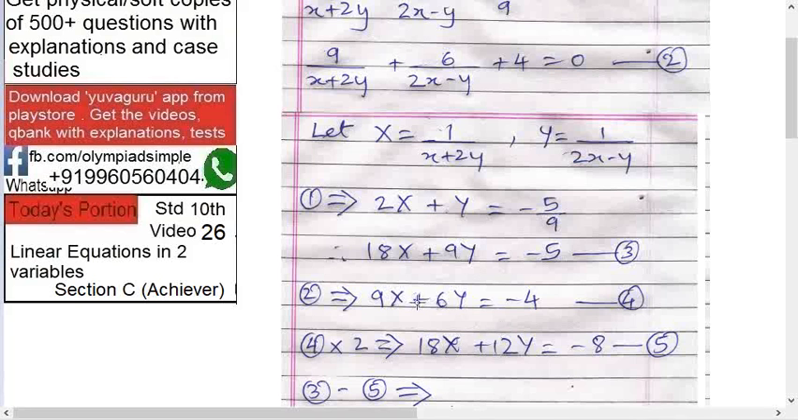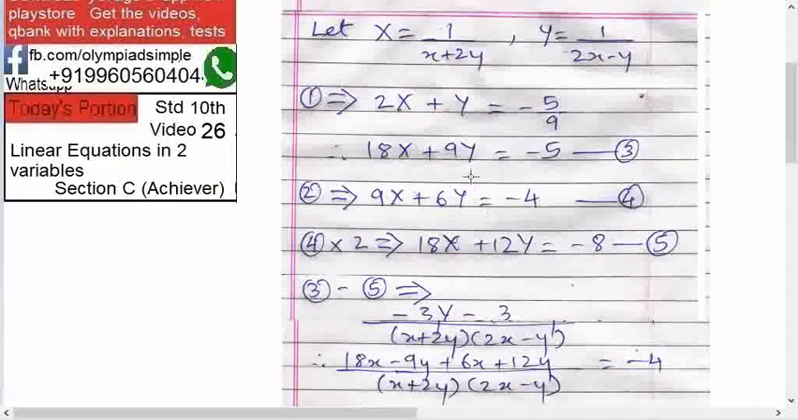Why did we do 4 into 2? Because 9x and 18x, they can get cancelled. Now this, give this number as 5. So now solve 3 and 5. So 3 minus 5, what do you get?